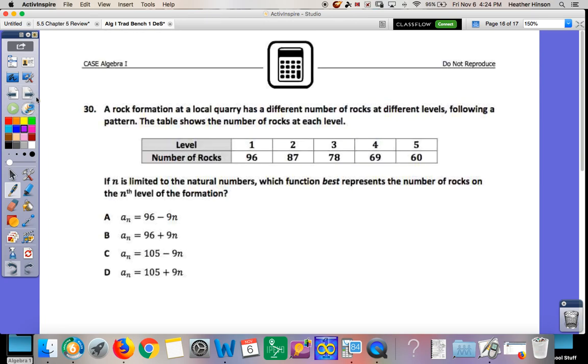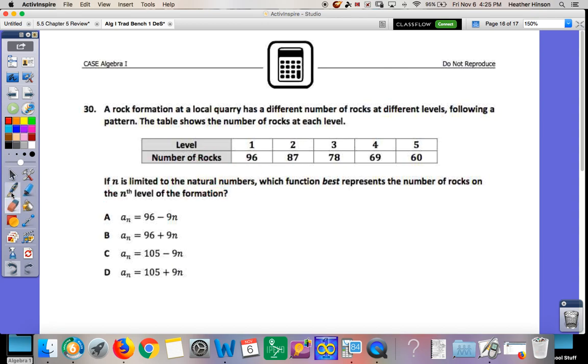And the last one. A rock formation at a local quarry has a different number of rocks at different levels, following a pattern. The table shows the number of rocks at each level. If n is limited to natural numbers, which function best represents the number of rocks on the nth level of the formation? Well, first of all, what are natural numbers? Those just start at 1. That's 1, 2, 3, 4, etc. That's why we're starting at 1 here and going up. So we need to figure out which equation matches the best.